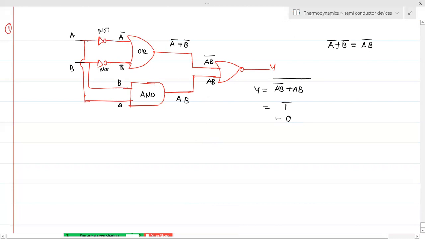Again I will explain. If this is the A, we get A bar. If this is the B, we get B bar.